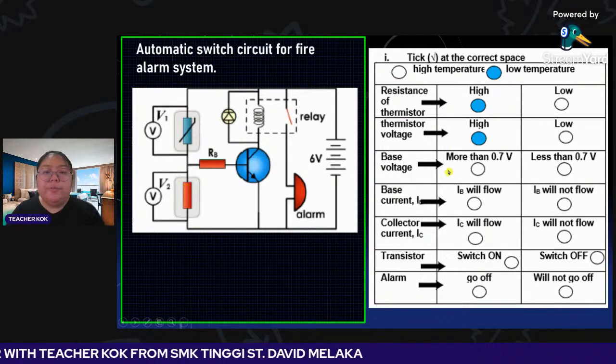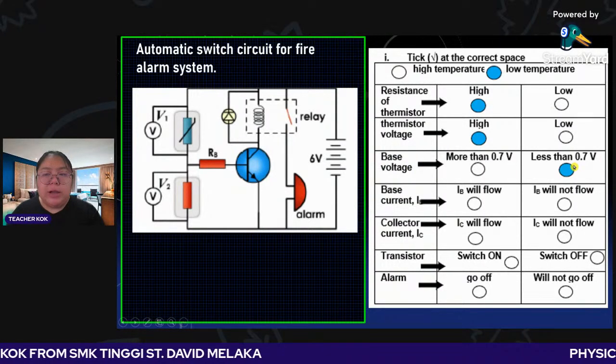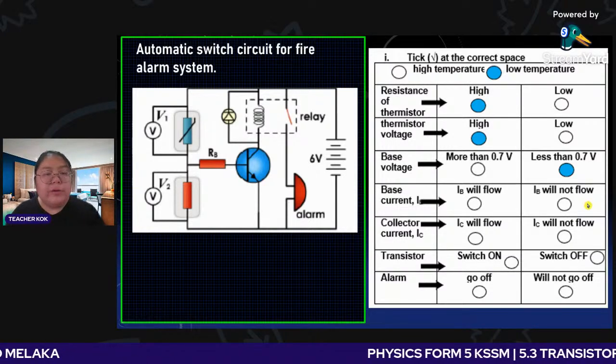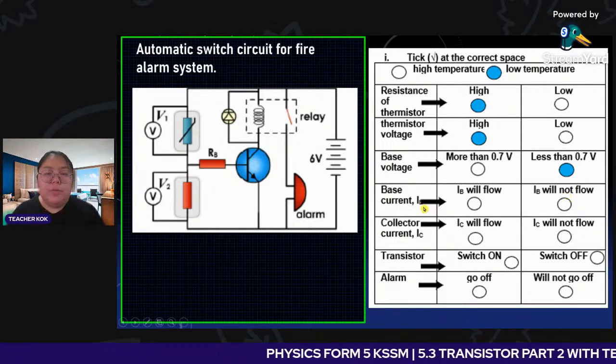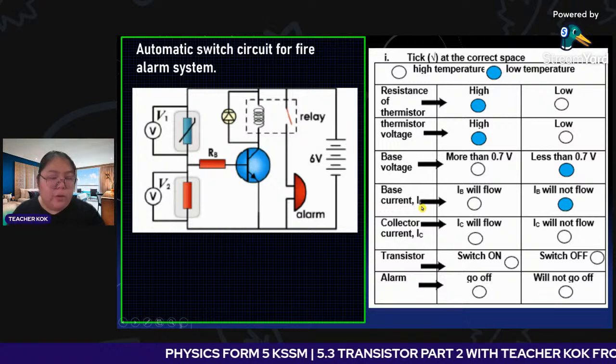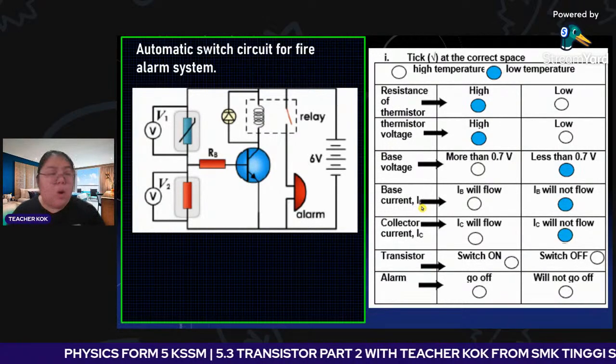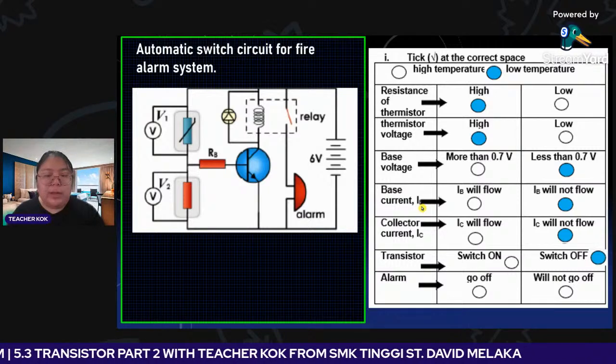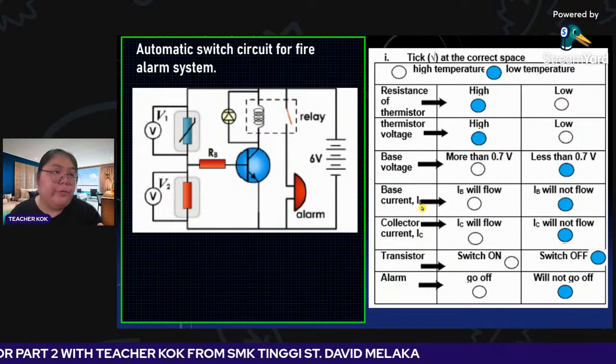So what is the base voltage? The base voltage now is less than 0.7. If it is less than 0.7, the transistor cannot function, so the base current will not flow. The collector current also does not flow. Lastly, the transistor is off, and the alarm goes off.